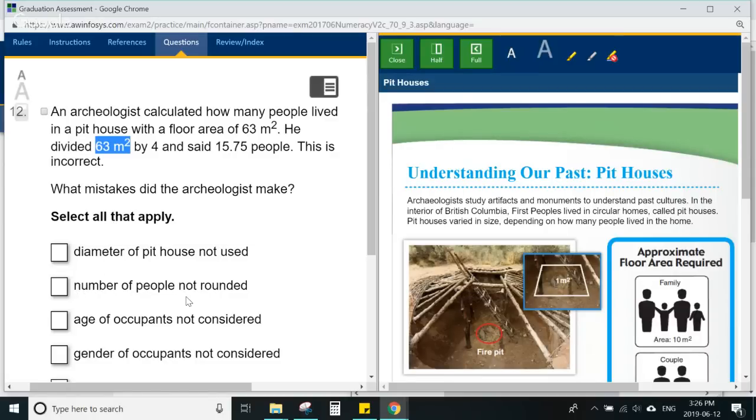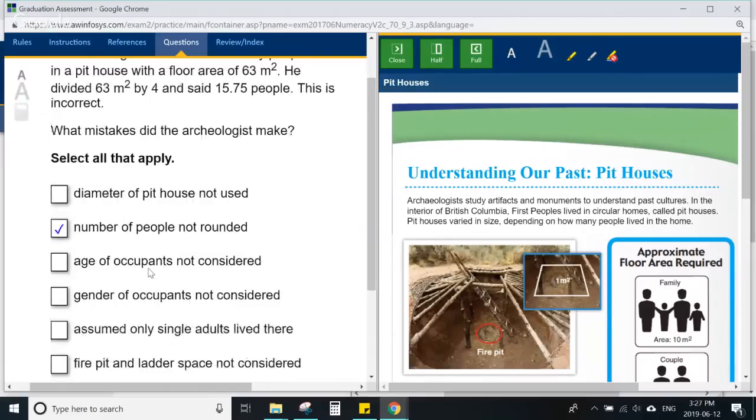The number of people is not rounded. That is reasonable to say. That is a mistake. You can't have 15.75 people. It's impossible. So if you chose that one, that would be fine.